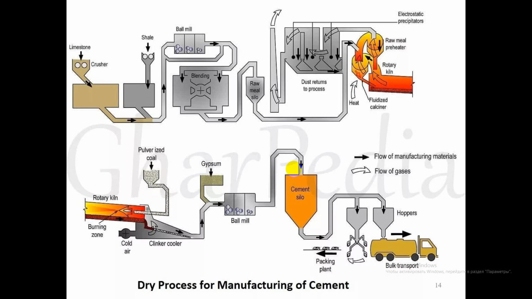Similar to the dry process, materials also need to undergo quarrying, primary crushing, secondary crushing, proportioning, and grinding in the raw materials preparation stage of the wet process.